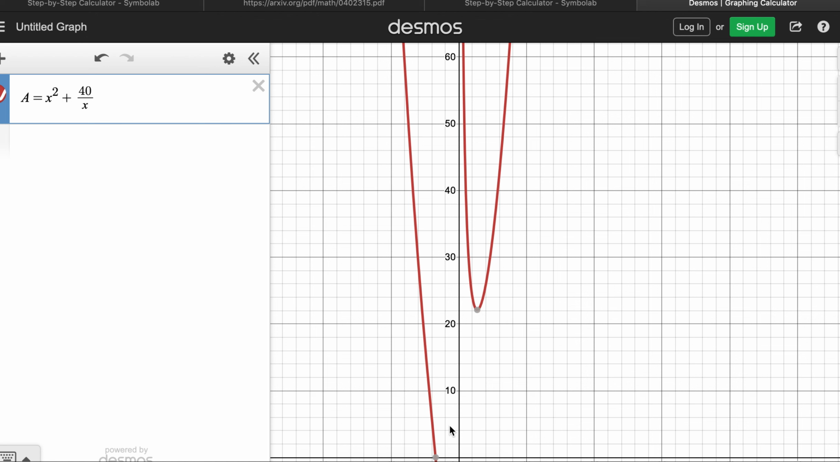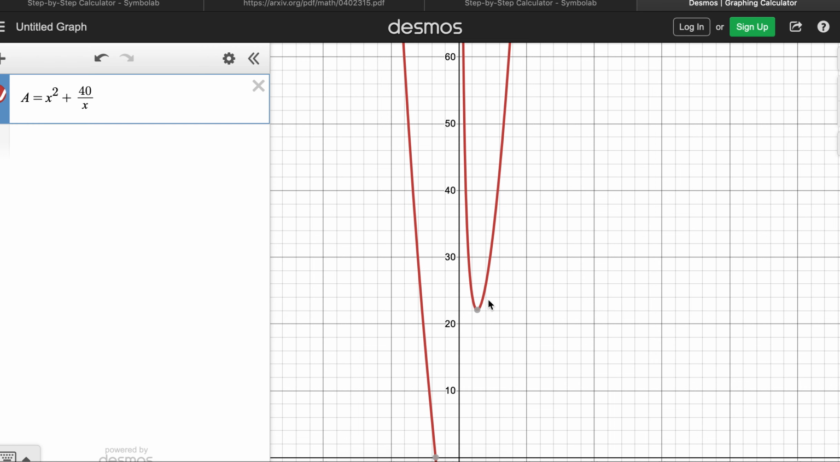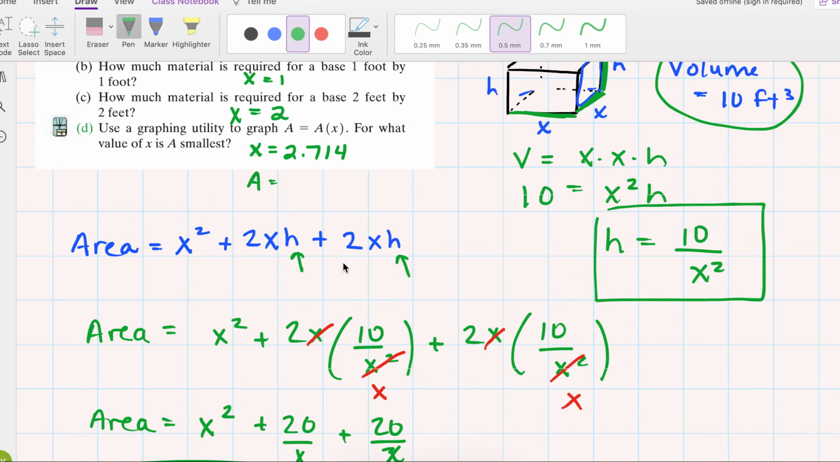Let's write that down. So when x is 2.714, A is going to be the smallest, and the value of A is going to be 22.104. So A is going to be 22.104. What does this mean?